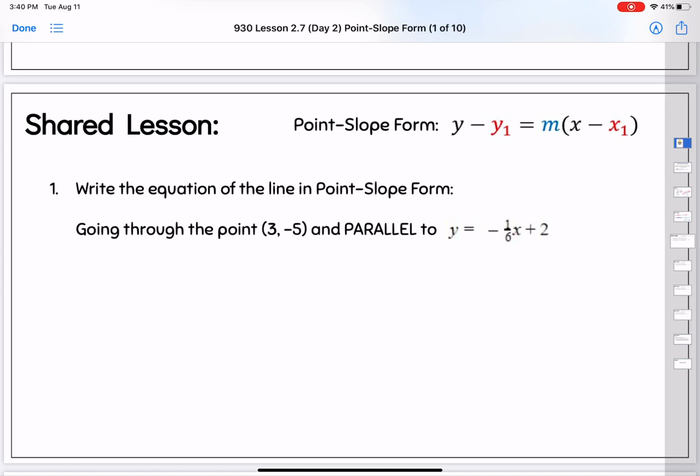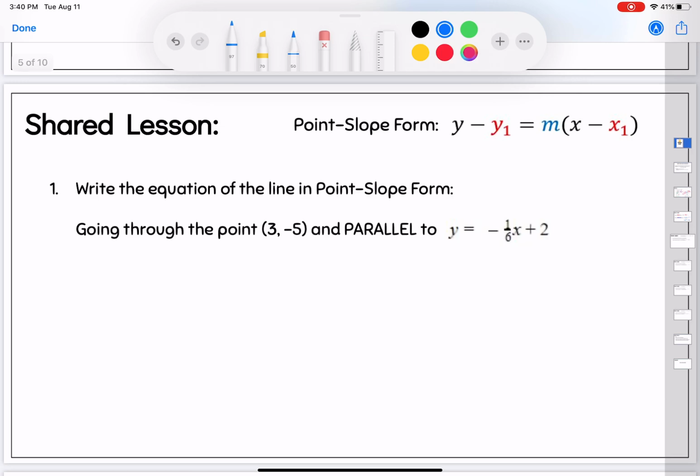So in this first problem, it says write the equation of the line in point-slope form. It goes through the point (3, -5) and is parallel to the line y equals -1/6 x plus 2. So thinking back to yesterday, when I'm trying to write the equation of a line in point-slope form, I need to know m, the slope, and I need to know that point x1 and y1 that it goes through. Well, I see that I have a point here. So 3 will be x1, -5 will be y1. But what about m? What about the slope?